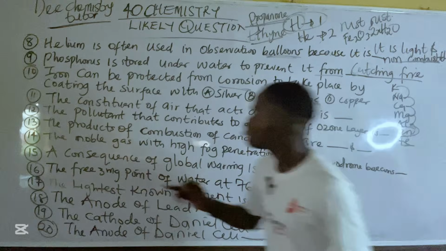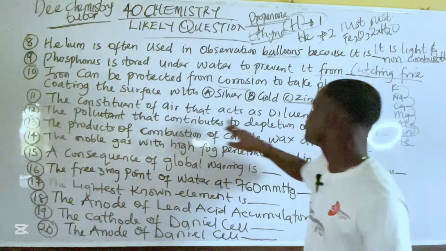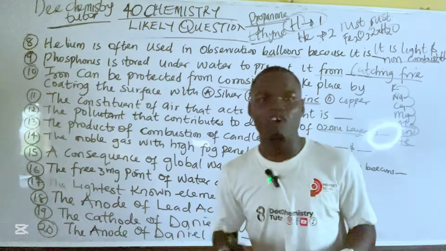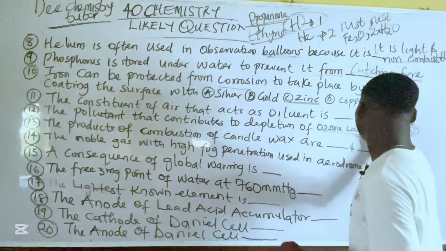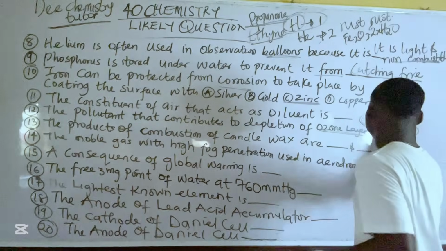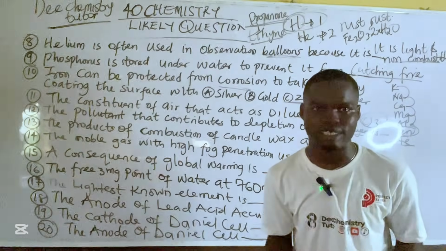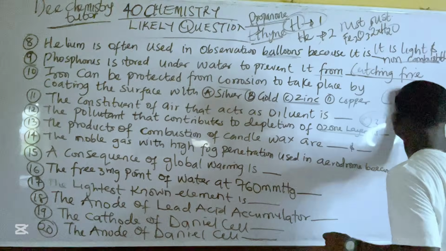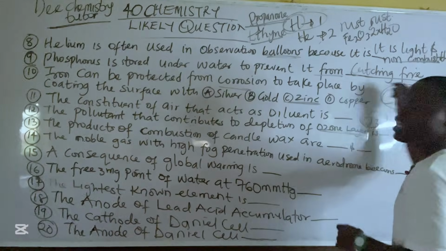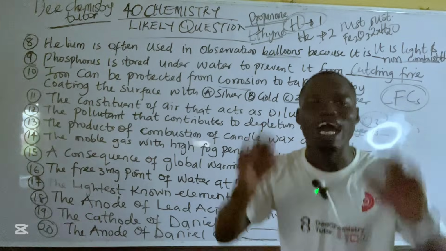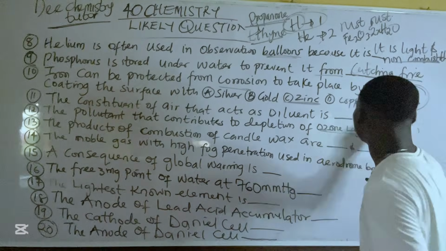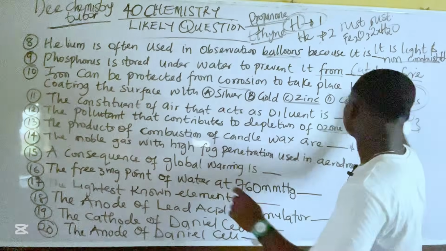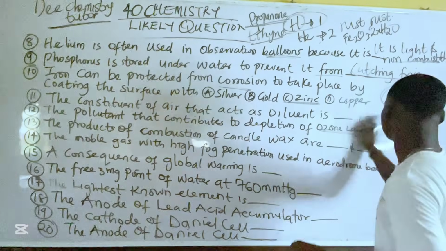Now, the 12th question here: the pollutant that contributes to depletion of ozone layer is dash. You must know this one. Of course, you know what ozone is. O3, that is ozone. Now, there's something called CFCs. We call them chlorofluorocarbons. Chlorofluorocarbons have the ability to deplete the ozone layer by reacting with what? Ozone. So it is this pollutant, chlorofluorocarbons, CFCs.